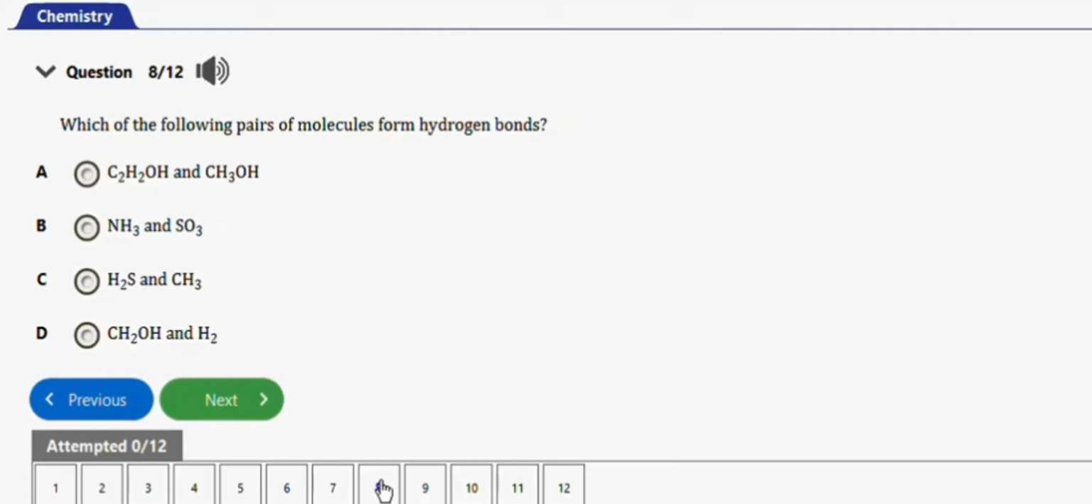It says which of the following pairs of molecules form hydrogen bonds? So the right answer to this question will be this one that has these compounds in option A. Alright, so that's it for this question. The next repeated question will be this one.